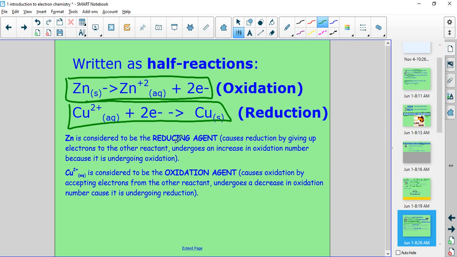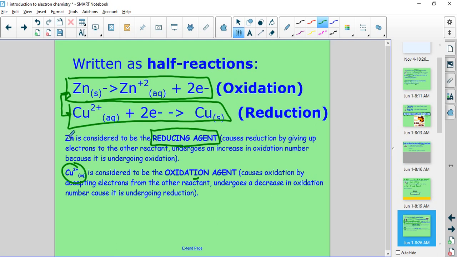Now, a couple more terms. Okay, so here is zinc, it's in the oxidation reaction, but it's considered to be the reducing agent. It is what causes the reduction of copper. Yes, zinc is being oxidized, but it's what causes the reduction of copper. Similarly, copper, right here at our reduction half reaction, copper, yes, it's being reduced, but it is the oxidizing agent. It is what's causing the oxidation reaction here to happen.